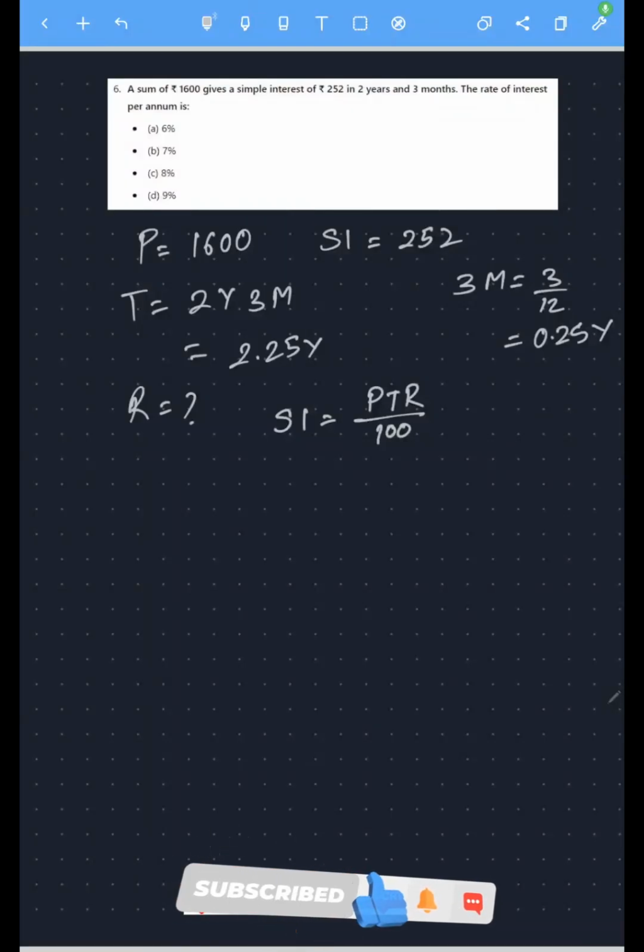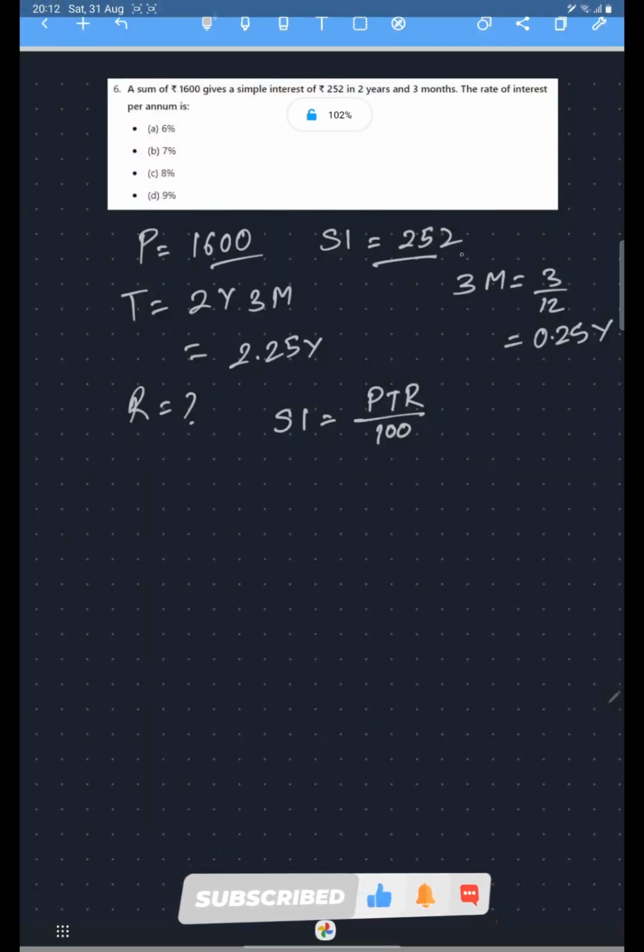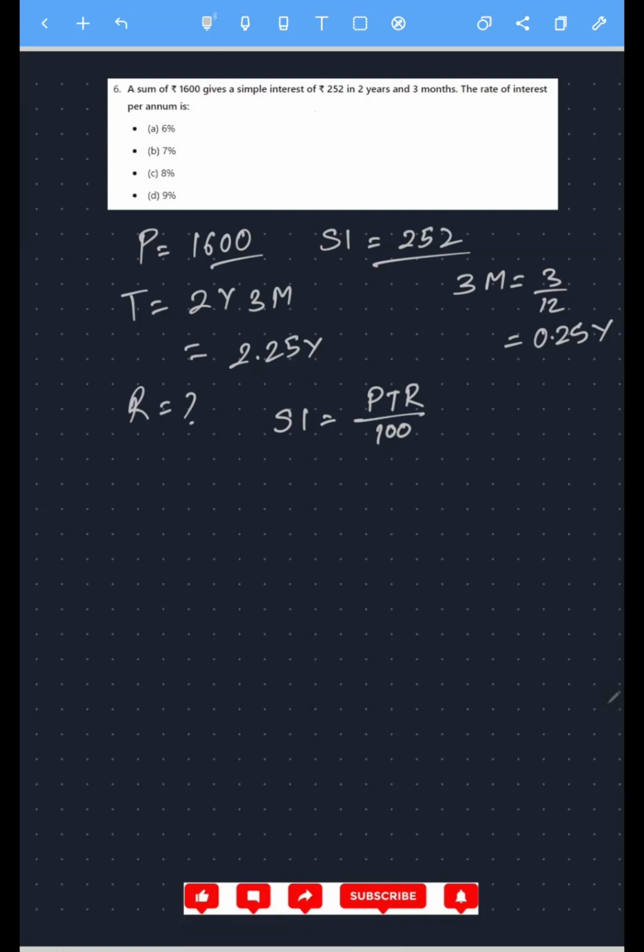So now given over here, principal is 1600, simple interest is 252, the time is 2 years 3 months. 3 months is nothing but 3 divided by 12, that is 0.25 years, so 2.25 years. Rate is what we have to find out. So SI equals PTR upon 100. SI is 252 equals principal 1600, time is 2.25, into R divided by 100.